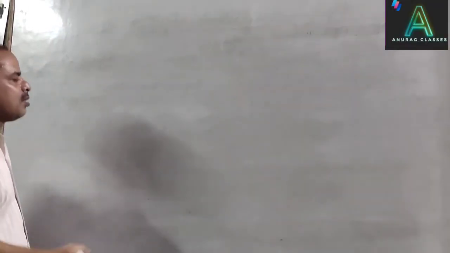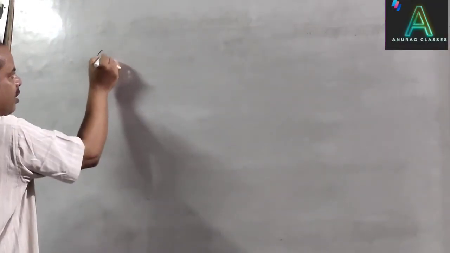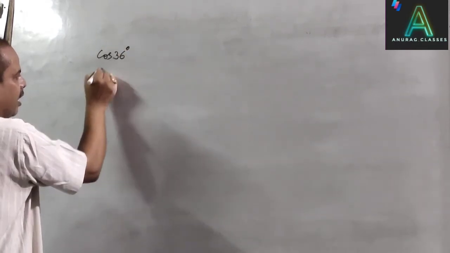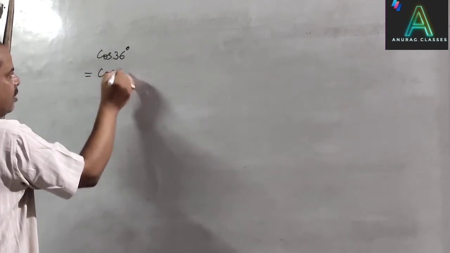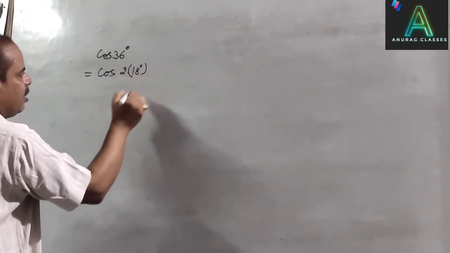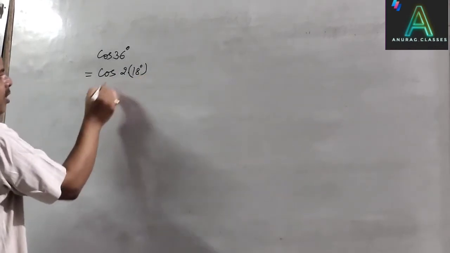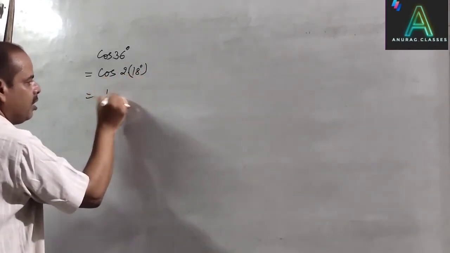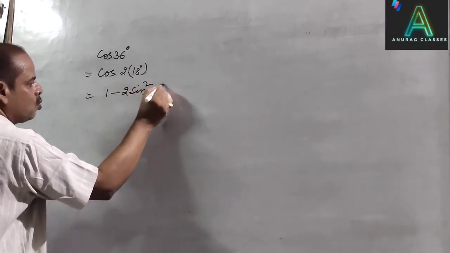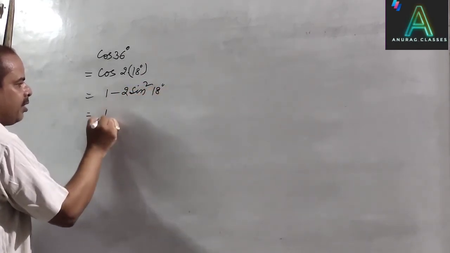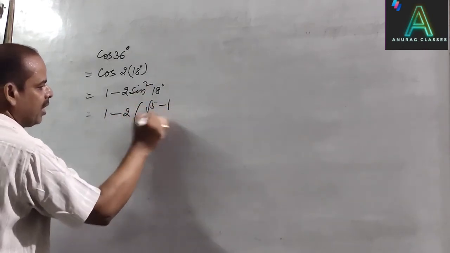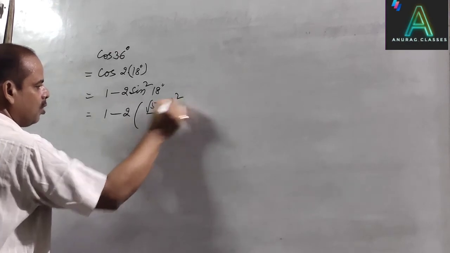So students, let us try to find the value of cos 36 degree now. As you can see here, cos 36 degree can be written as cos 2 into 18 degree, and we all know the formula of cos 2A. It is 1 minus 2 sin square A. So 1 minus 2 sin square 18 degree, and the value of sin 18 is nothing but root 5 minus 1 by 4, whole square.